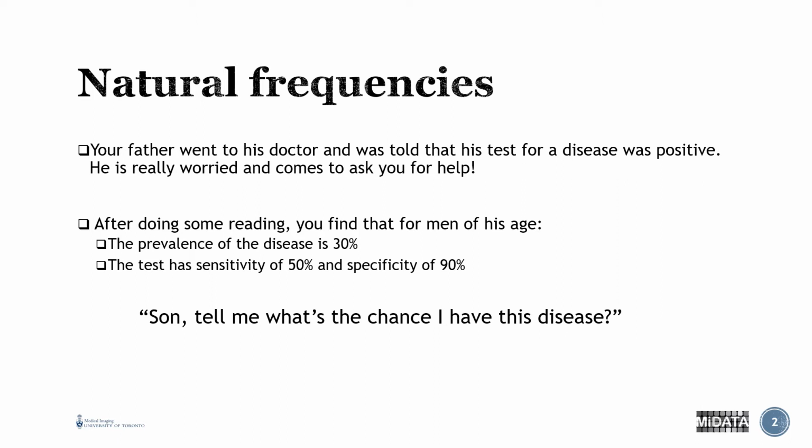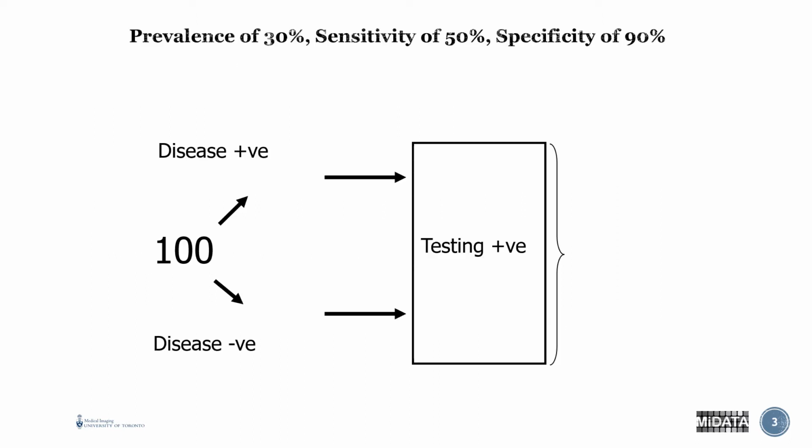After doing some reading, you find that for men of his age, the prevalence of the disease is 30% in the population, and the test that he had has a sensitivity of 50% and a specificity of 90%. He asks you, "Son, tell me what's the chance I have of this disease?" Okay, so try and do this in your head or on a napkin, whatever works for you.